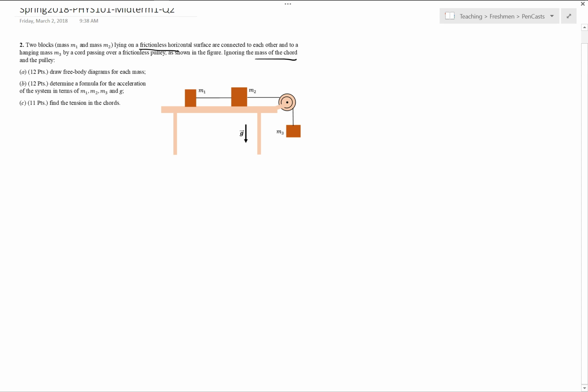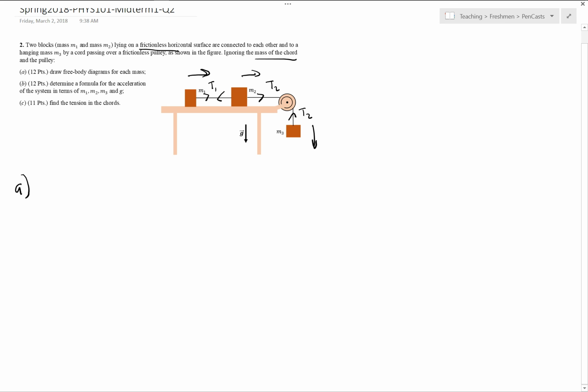And the cord is massless. So we have to find essentially the acceleration for all three masses and the tensions in the cords. So what will happen in the system? Physically, I expect M3 to go down and pull M1 and M2 together with it. So there will be tensions in both cords. Let's call the tension force in the first cord T1 and in the second cord T2.